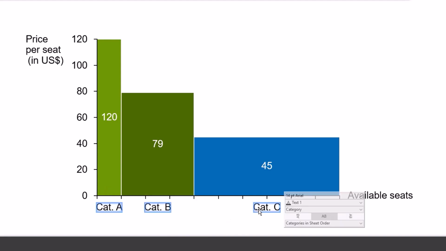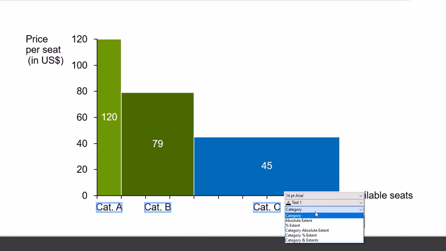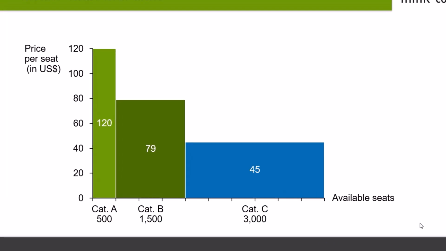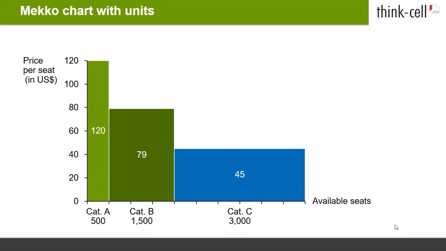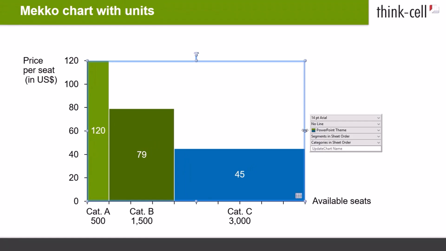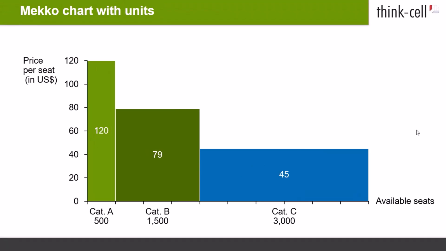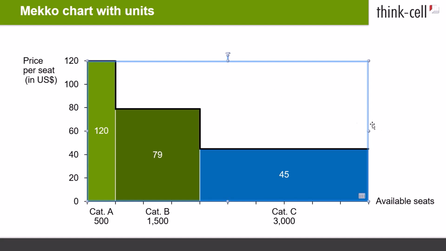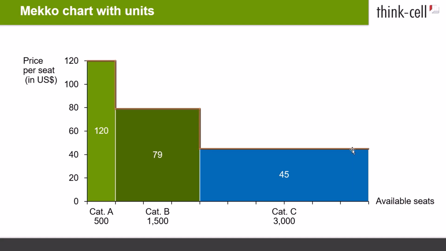Multi-select the category labels and change the label content if you prefer to display both the category name and the number of seats. Resize the chart if necessary. To highlight the outline of your Mekko chart, right-click onto the chart and select Add Ridge from the context menu. To remove the ridge, select it with your mouse and hit the Delete key. Now you are done.